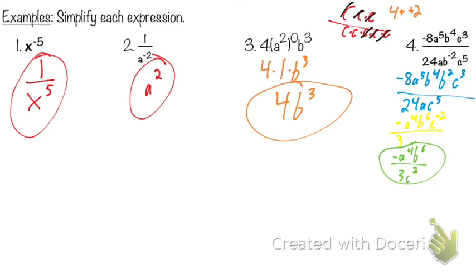Yes. You'd end up having C squared on the bottom. Thank you. You'd end up having C squared on the bottom at the end anyway.